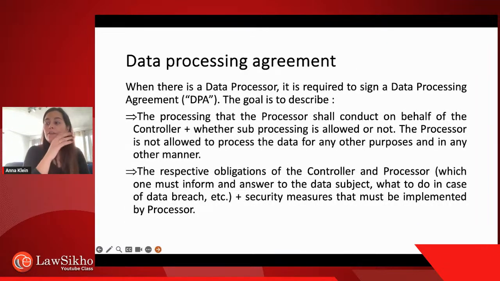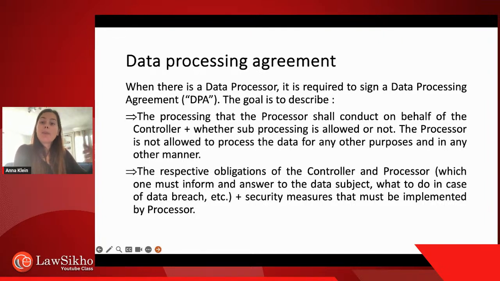So whenever we have this kind of relationship, and it is very often, we need to sign a data processing agreement. When I'm saying it's very often, for instance, I'm a lawyer. I'm the data controller for all the data of my clients. But for instance, I'm sending all my invoices to my accountant, who's external. I'm just me, so I don't have an entity. My accountant is external. So whenever I'm sending my invoices to my accountant, he's my processor.